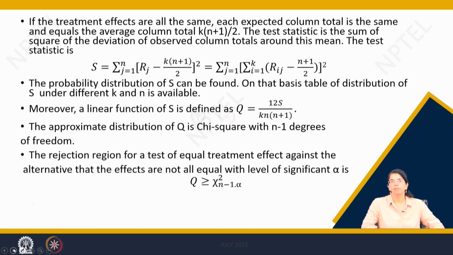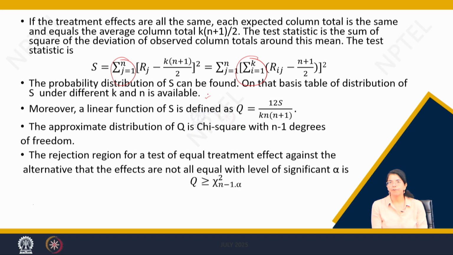And what is Rj? Rj is the rank total of the jth treatment. If you split that first sum in terms of the ranks received in that jth column, then one more sum will pop up and therefore you will have the expression in terms of a double summation. Clear? The probability distribution of S can be found. On that basis, tables of the distribution of S under different k and n are available.